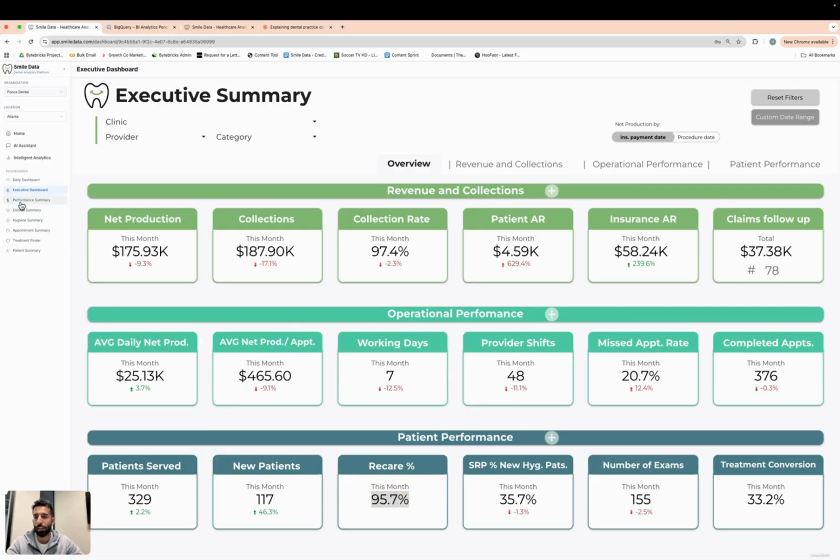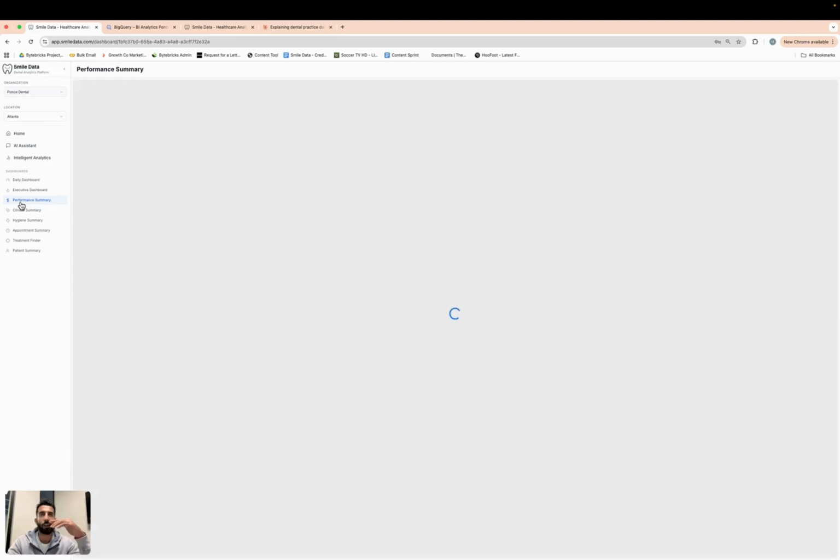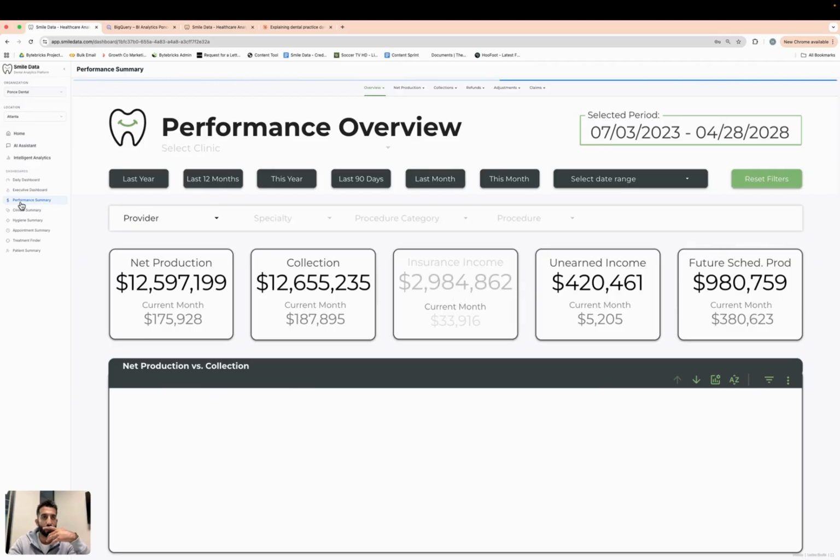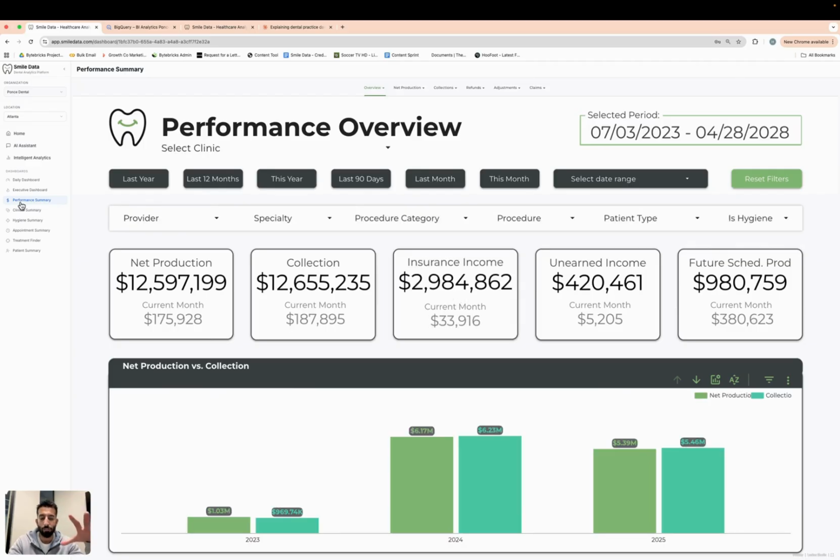Then you can also go into this performance summary report, and this would be a much bigger view, a bigger radar for what they are missing, and how to improve their numbers, because this is a 5 year comparison of how their performance has been across the 5 year period. This is the period that has been selected from 2023 to 2028.